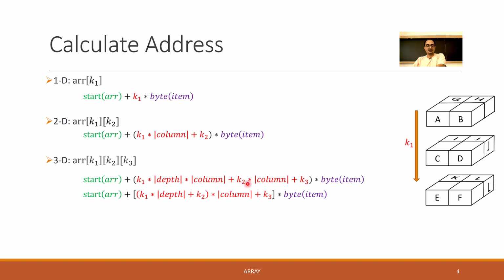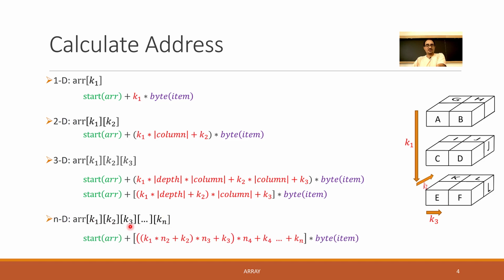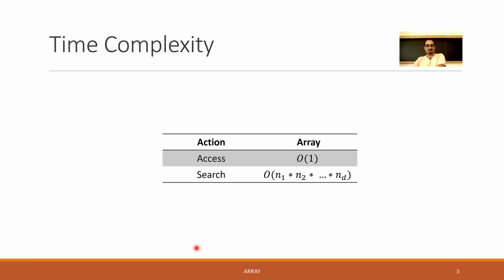We can rewrite this formula also like this, and in order to generalize this formula to any multidimensional array, we are given n indices, and the formula is like this: the first index times the total number of elements in the second dimension, plus the second index, all of them times all of the elements in the third dimension, plus k3 times n4, and so on. We can generalize it like this.